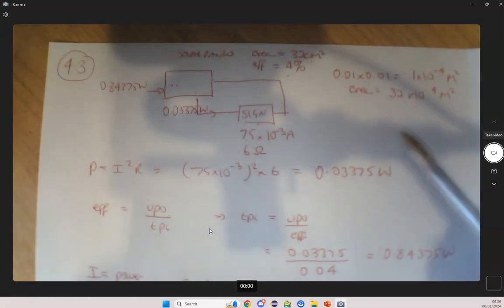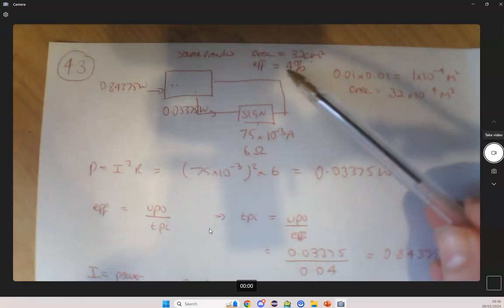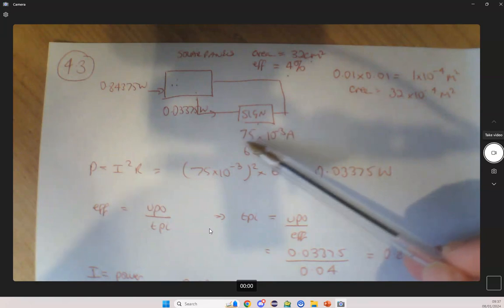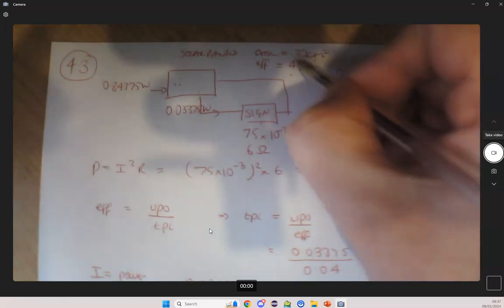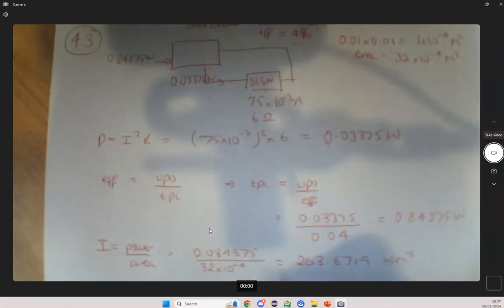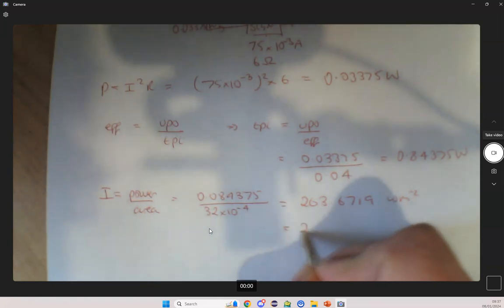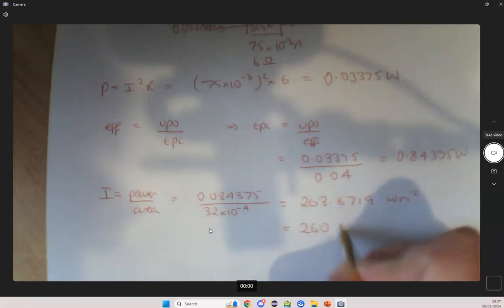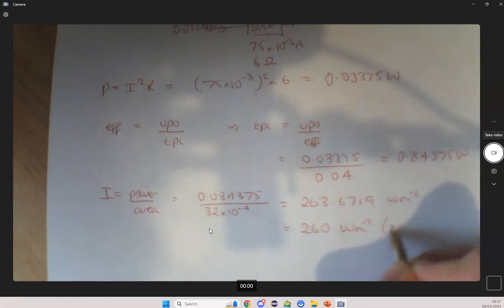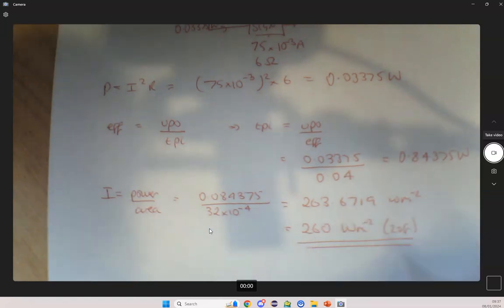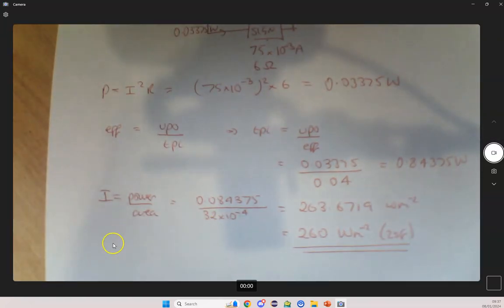Now, if I go back, they gave everything to, that's one significant figure, two significant figures. I need to be careful because they told me that was 4.0, so everything's two significant figures. So my answer then is going to be 260 watts per metre squared to two significant figures. Okay, thank you very much. Hope it makes sense.